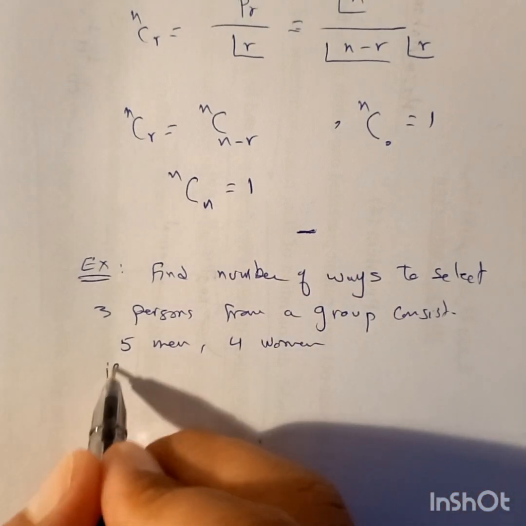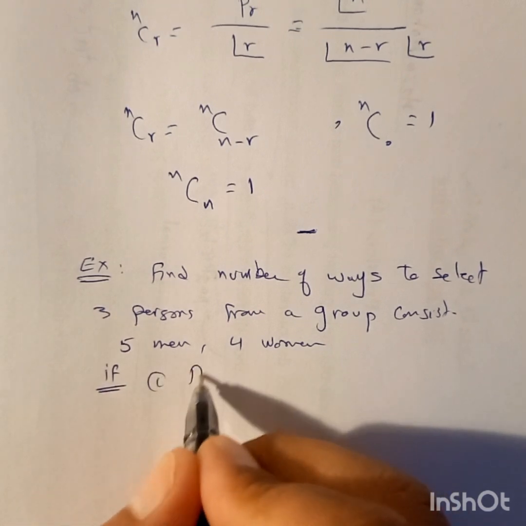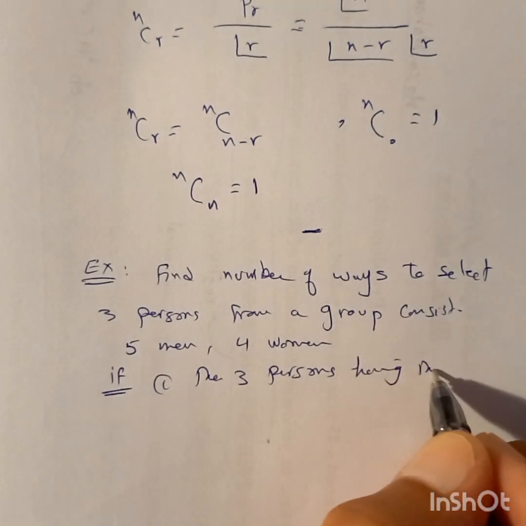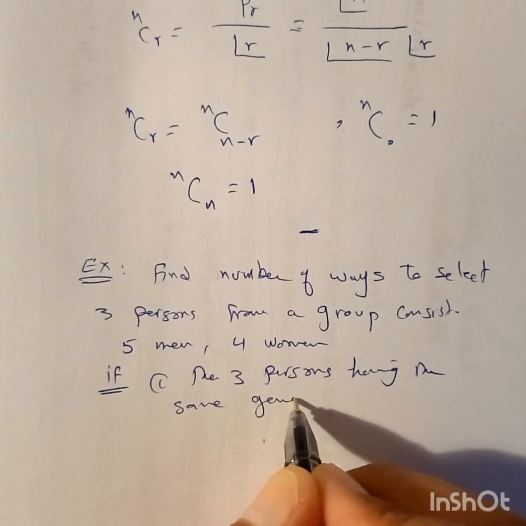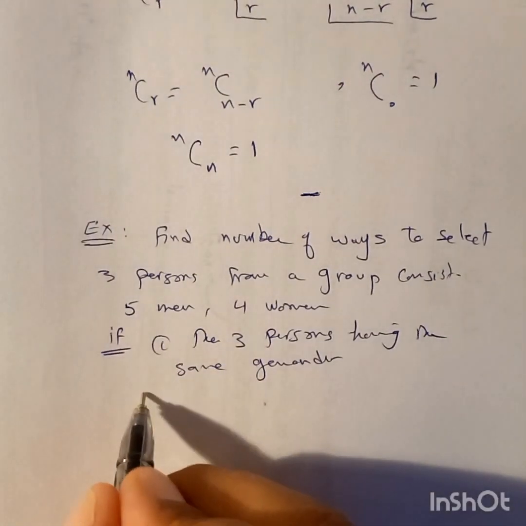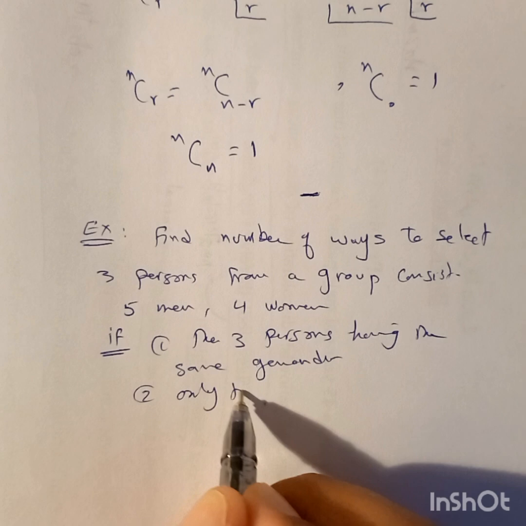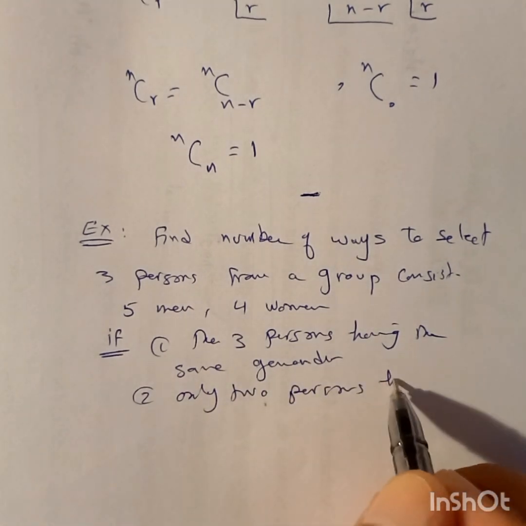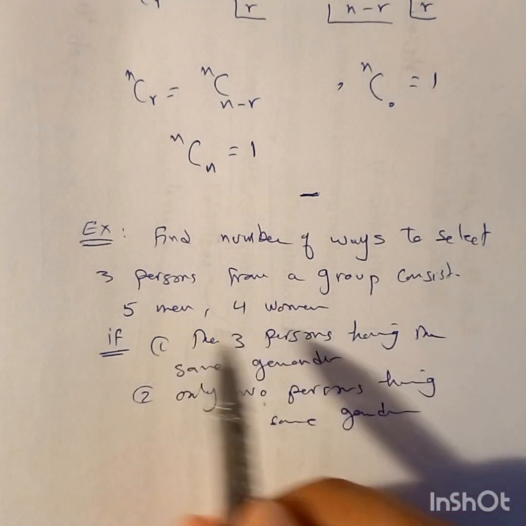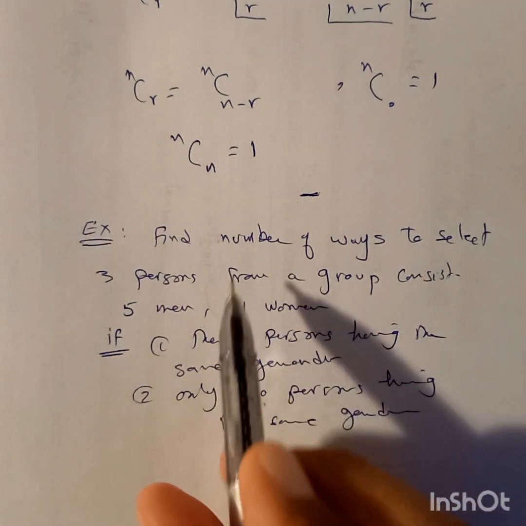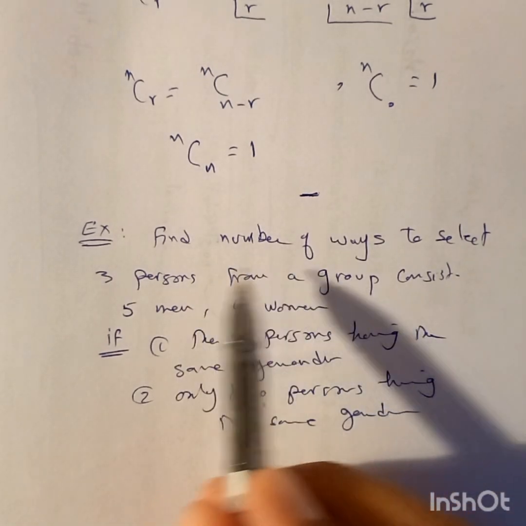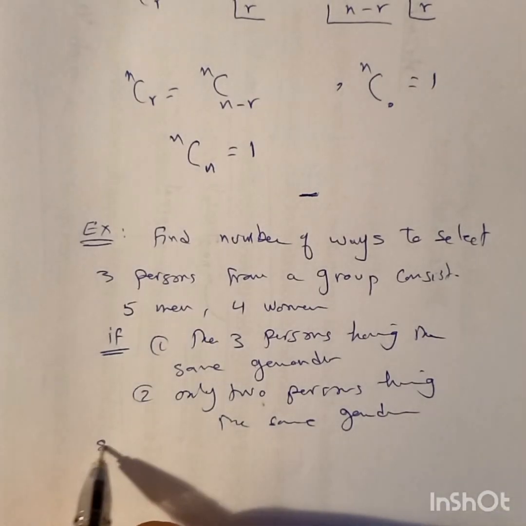The conditions are: number 1, the three persons have the same gender, so either 3 persons are men or 3 persons are ladies. Number 2, only 2 persons have the same gender, so 2 persons are from men or from women, and the third one is from the different gender. We need to solve this example to find the connection between the counting principle, permutation and combination. Let's solve it as follows.